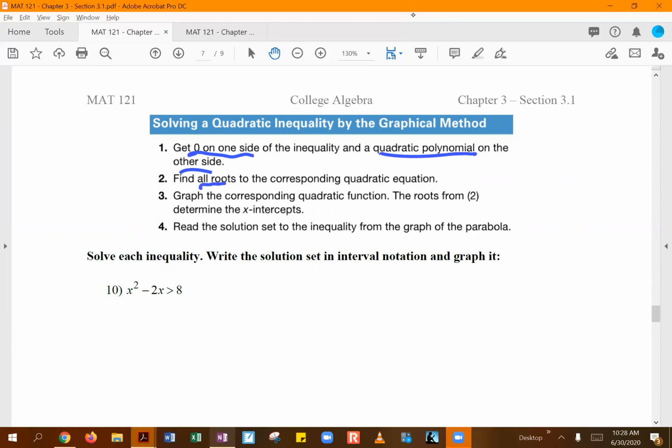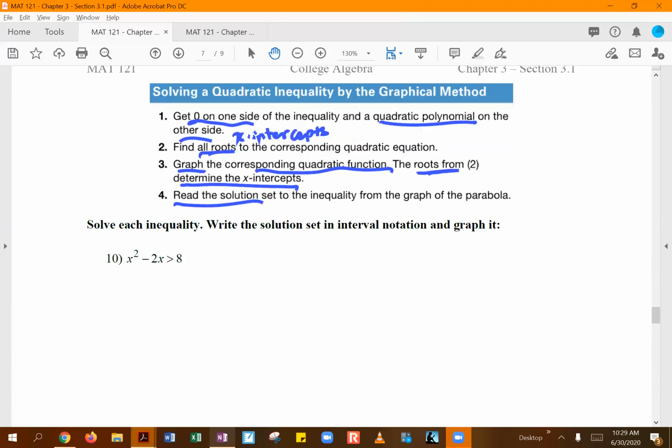When they are saying about finding all the roots, they're basically saying find all the x-intercepts. So your x-intercepts are going to be your roots or solutions for your quadratic equation. Graph your corresponding quadratic function. So make sure you go ahead and graph that. And then your roots, like I said, determine your x-intercepts. And then basically you have to read the graph.